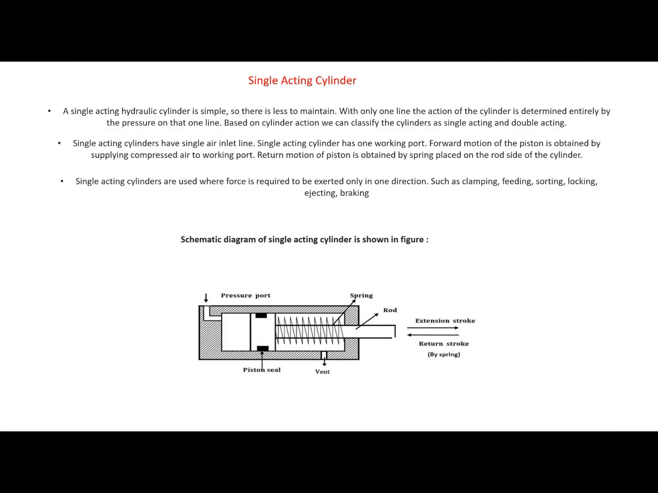A single-acting hydraulic cylinder is simple, so there is less to maintain, with only one line to the cylinder. The action of the cylinder is determined entirely by the pressure on that one line. Based on cylinder action, we can classify cylinders as single-acting or double-acting. Single-acting cylinders are used where force is required to be exerted only in one direction, such as clamping, feeding, braking, and etc. The figure below shows the schematic diagram of a single-acting cylinder.